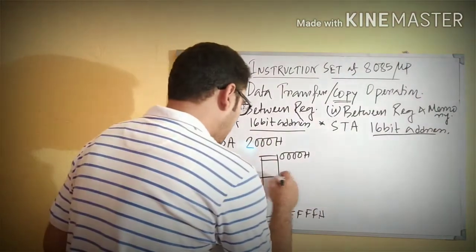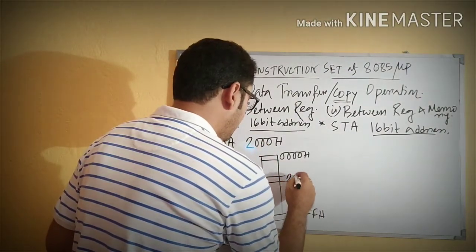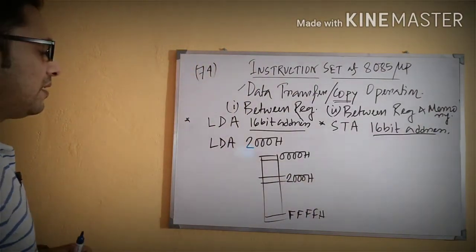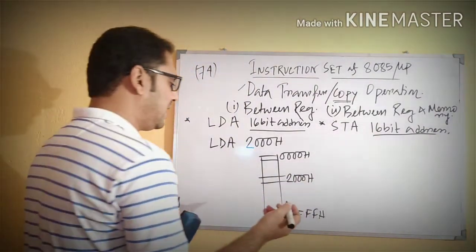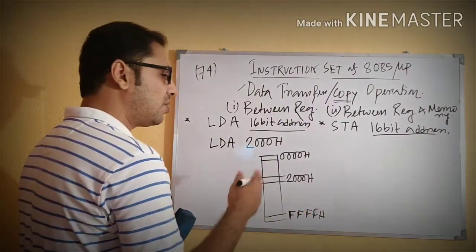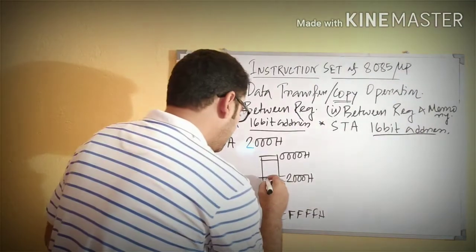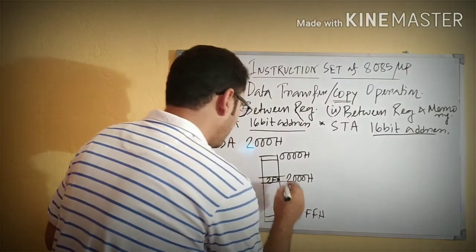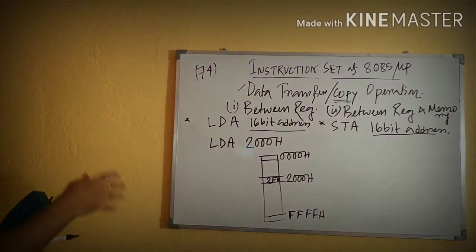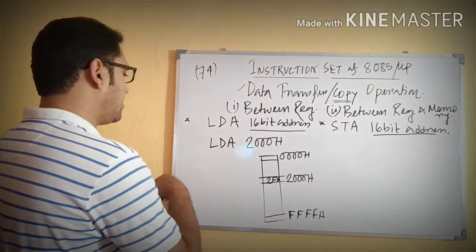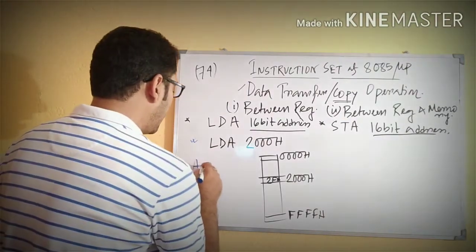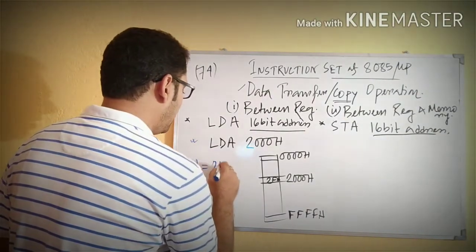In between them, maybe this is the location whose corresponding address is 2000 hex. So this memory location contains data. Data can be any 8-bit data starting from 00 to FF. So suppose the data is 2F. That is the content of memory location 2000 hex. In this condition, if I execute this instruction, LDA 2000 hex, then what will happen? The accumulator will directly get this value, that is 2F hex.